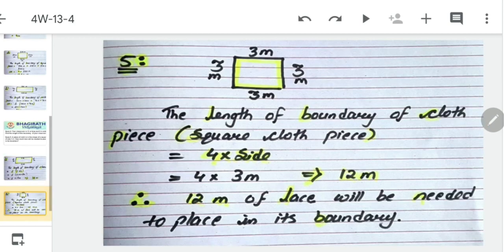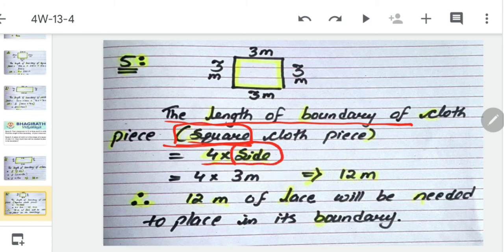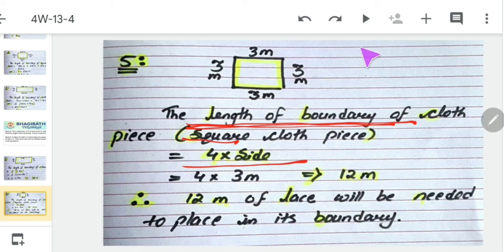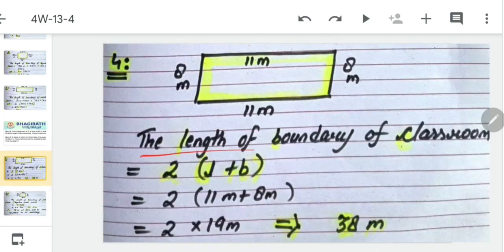And the second important formula we revised today is the length of the boundary of a square, which is 4 into side. Side means the side of the square, 4 into side. So you have to learn these two important formulas. How we can find out the length of the boundary of a square, that is 4 into side, and the length of the boundary of a rectangle is 2 into (L plus B).